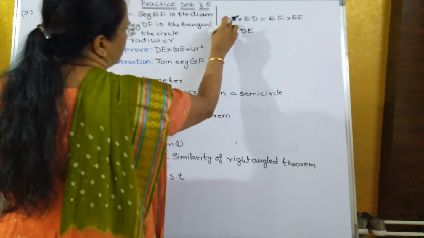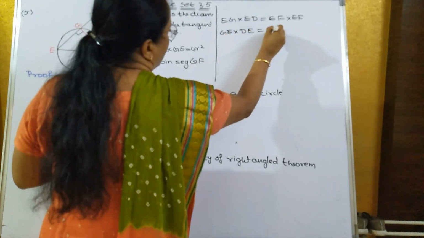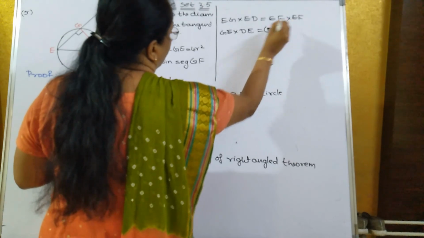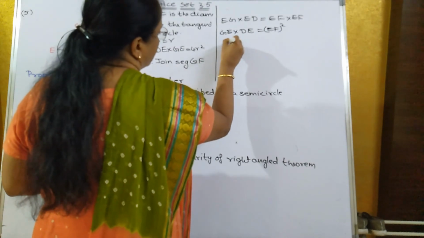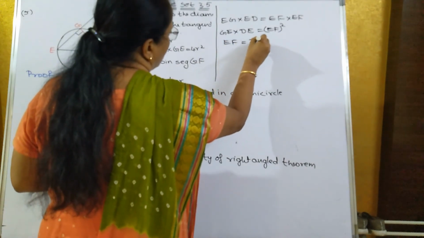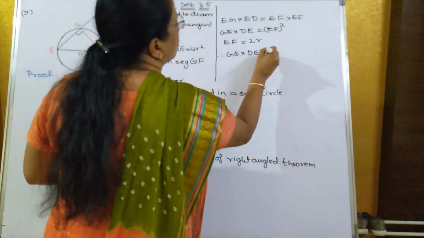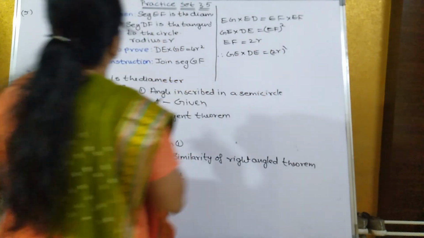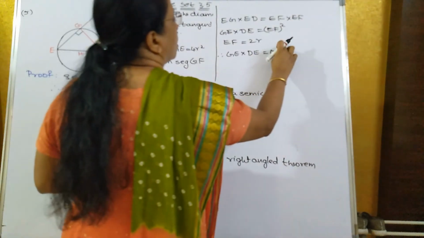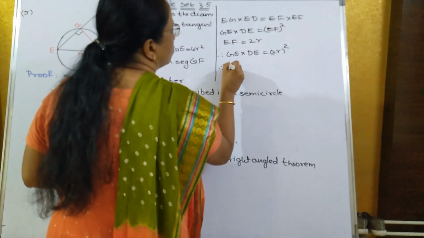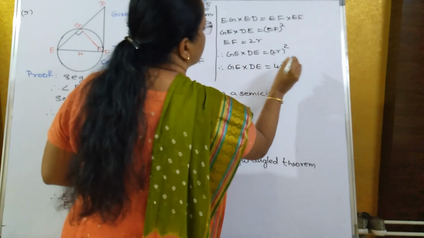Same, EG is written as GE and ED is written as DE, is equal to EF the whole squared. EF into EF is equal to how much? EF square. Now what is EF? EF is the diameter. EF is equal to 2R. Therefore GE into DE is equal to 2R the whole square. Therefore GE into DE is equal to 4R square.